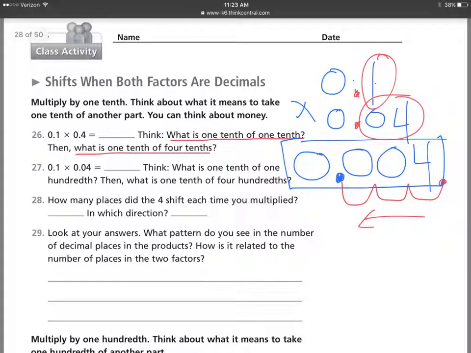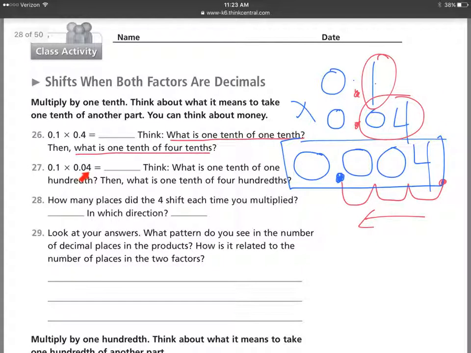You can go on to do number 28. How many places did the 4 shift each time you multiplied? Notice that the 4 is in a different location than where it was when we started, when you were just looking at the factor. In this situation, it was here, one digit after the decimal in the tenths place. And afterwards, how far did it shift and which direction?